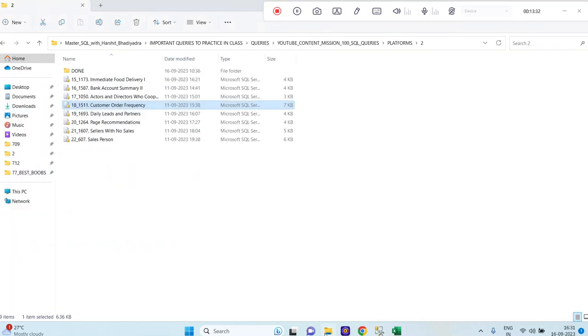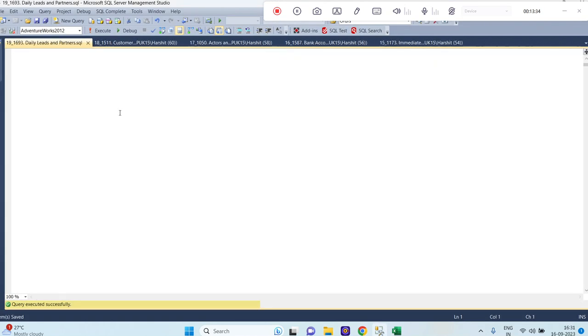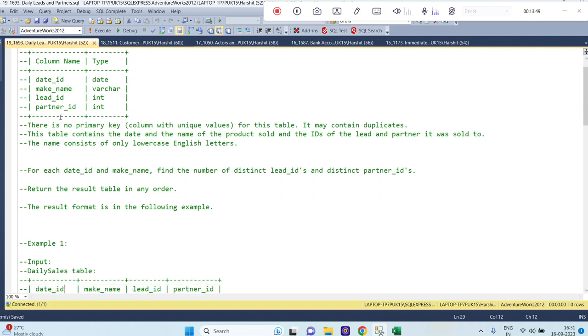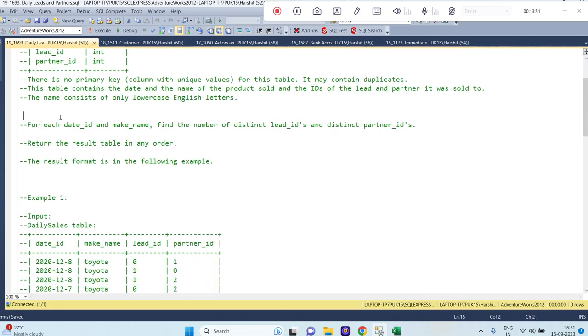Now let me jump to the next question. Here they have given us the daily sales table: date ID, make name, lead ID and partner ID, right? There is no primary key for this table. It may contain duplicates. This table contains the date and the name of the product sold, and the IDs of the lead and partner it was sold to. The name consists of only lowercase English letters.